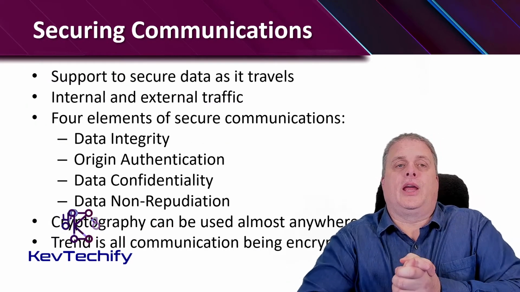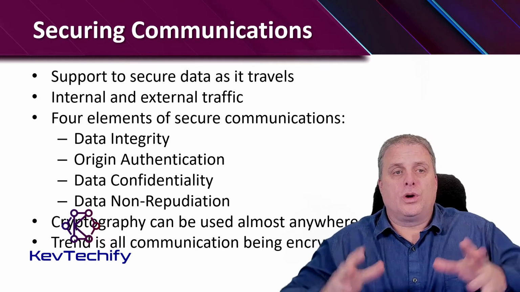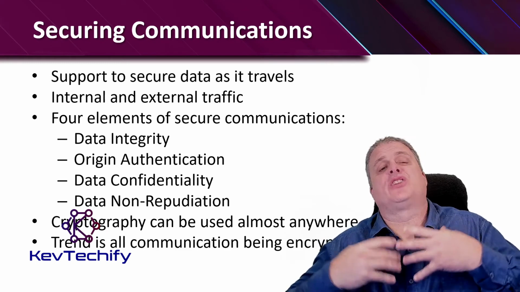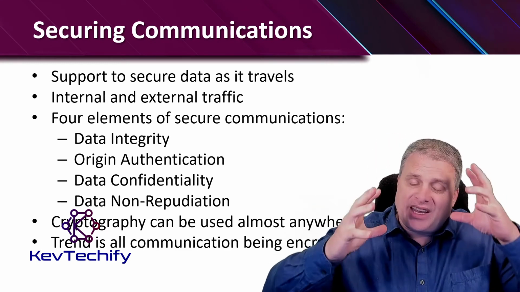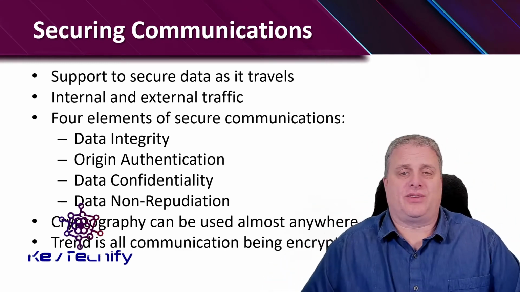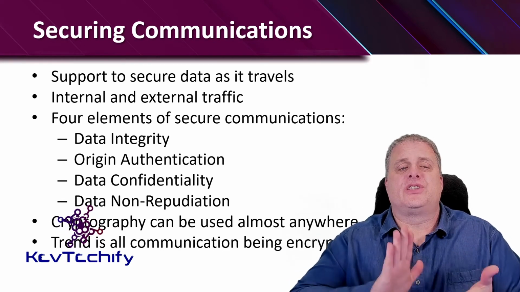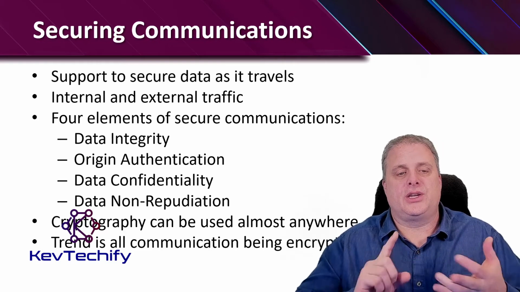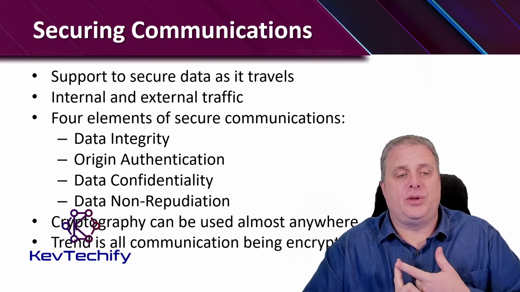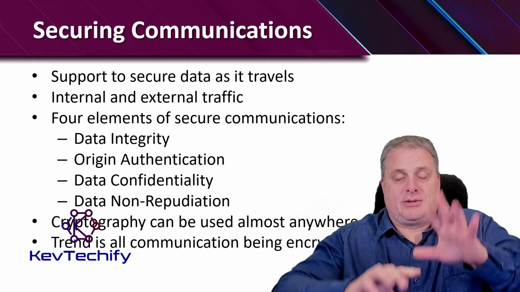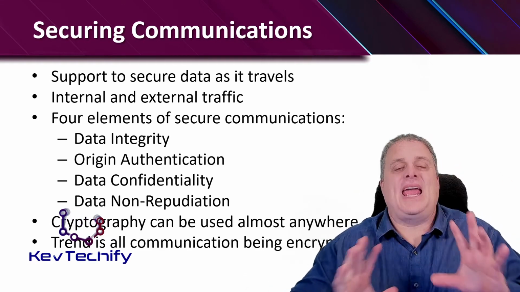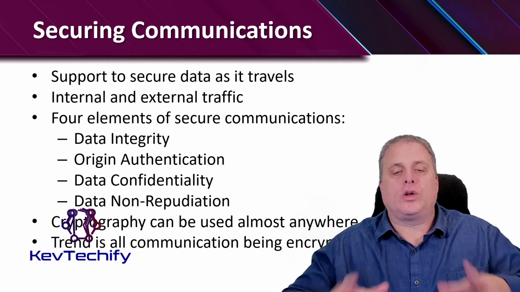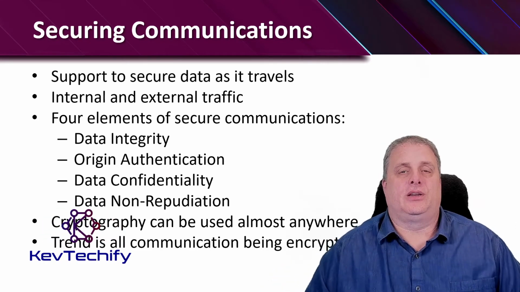We're going to go through a little recap here of securing our communications. We're talking about securing data as it travels across our network, as it travels across the internet. We're looking at internal traffic and external traffic. There's 4 elements to secure communications: data integrity, origin authentication, data confidentiality, and non-repudiation. Cryptography can be used almost anywhere in our communication process, and the trend is all communication is being encrypted.